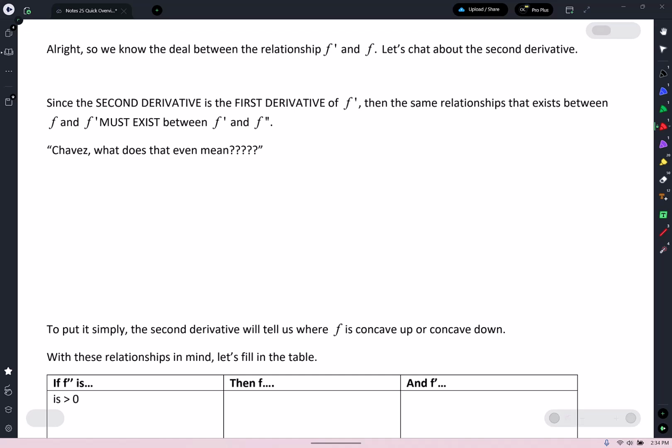So now here we're just trying to make connections. So let's see what it says. So we know the deal between the relationship of f prime and f, because that's what we just did. Since the second derivative is the first derivative of f prime, that just means take the derivative of f prime, right? Then the same relationships that exist between f and f prime must exist between f prime and f double prime. Does that make sense to you guys?